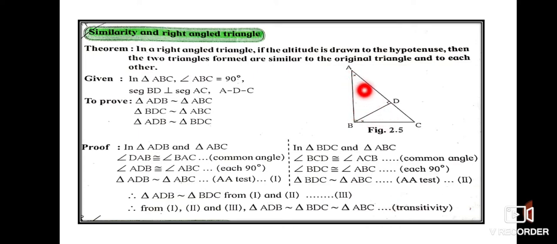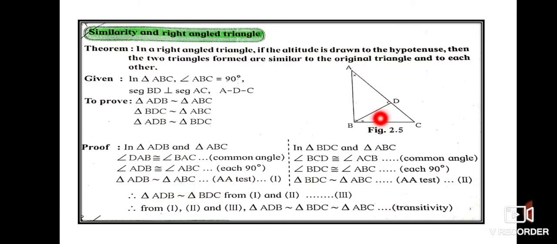And the second thing is, both triangles are right angle triangles. In ADB, angle D is 90 degrees, and in triangle ABC, angle B is 90 degrees. So you have one common angle here, and one 90 degrees here. Therefore we can say that the two triangles are similar by the AA test. So we have proved that the first set of triangles is similar.